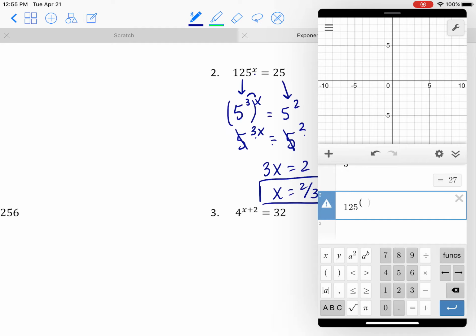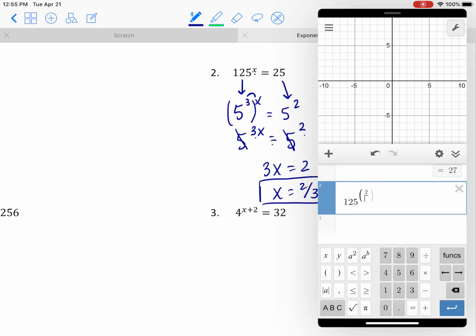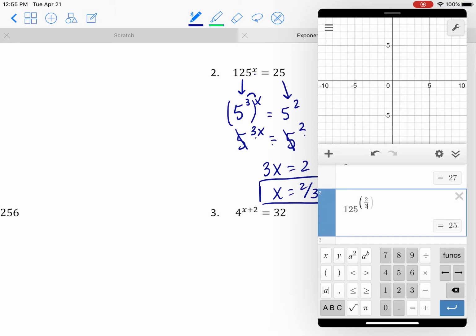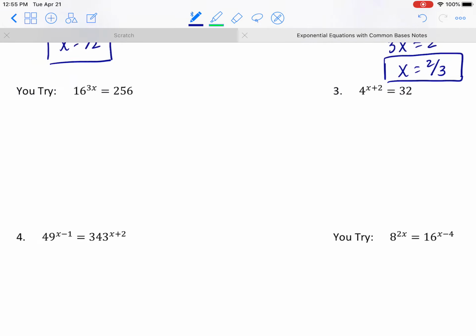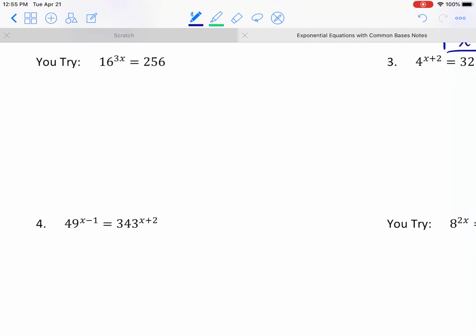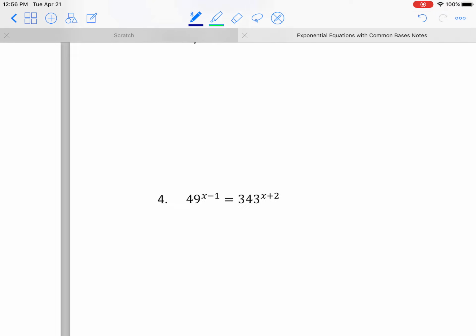And again, you don't do this every time, but if you want to check your answer, let's put in 125, and let's raise it to the 2/3 power. I swear I typed in a 2. 2/3 power, and there it is, 25. Okay, so all can be verified.